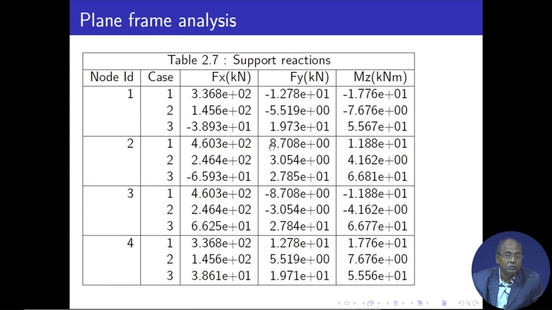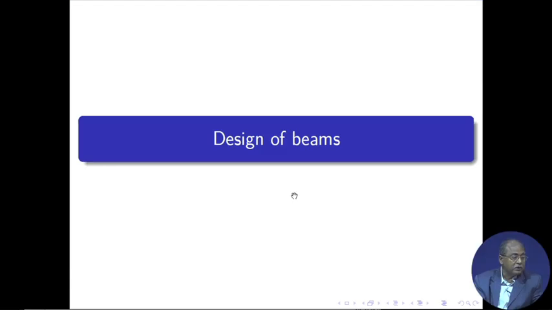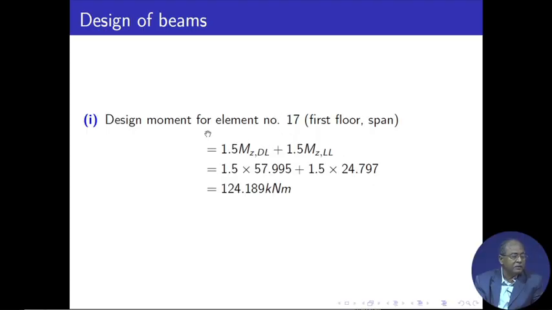So, this particular one is very important, because this summary of support reaction shows whether your calculation is correct or not. So, now the thing is that for design of beams, I shall give you only one example, because the same process will be repeated. So, we have taken the element number 17, first floor span, 1.5 DL plus 1.5 EL, that particular one. So, 57.995, 1.5 into 24.797. So, multiplied, you have got 124.189 kilonewton meter.